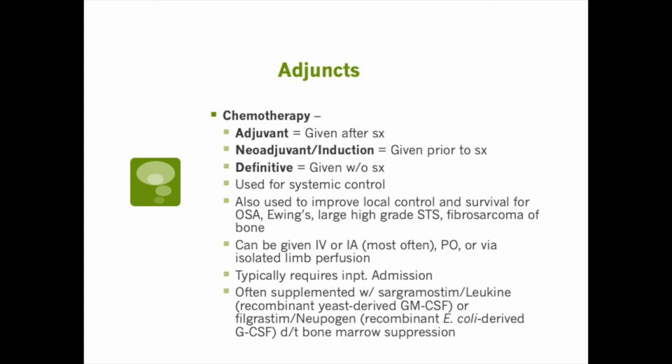It's also used to improve survival in osteosarcoma, Ewing sarcoma, some large high-grade soft tissue sarcomas, and fibrosarcoma of bone. So even in those cases where there isn't distant metastatic spread, survival has been greatly improved by the advent of chemotherapy addition to those diseases. It can be given intravenous or intraarterial. There are also now some oral drugs, especially for palliative medications. Typically, this does require inpatient admission because of the route of administration, as well as the significant side effects seen with these. And it's often supplemented with a granulocyte macrophage colony stimulating factor because of bone marrow suppression, depending on what you're using.